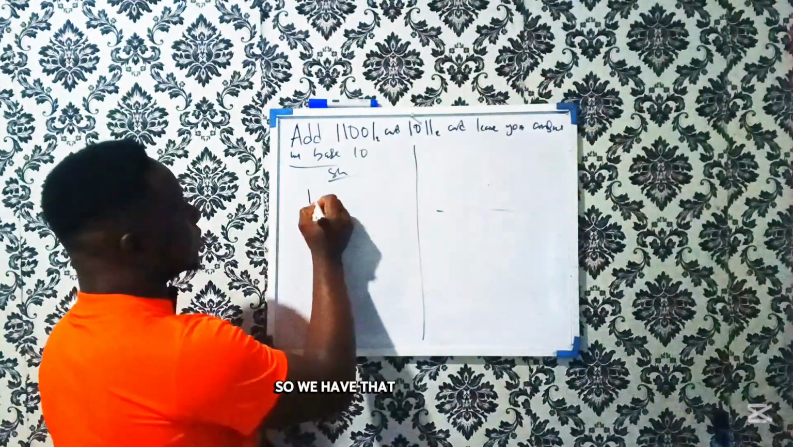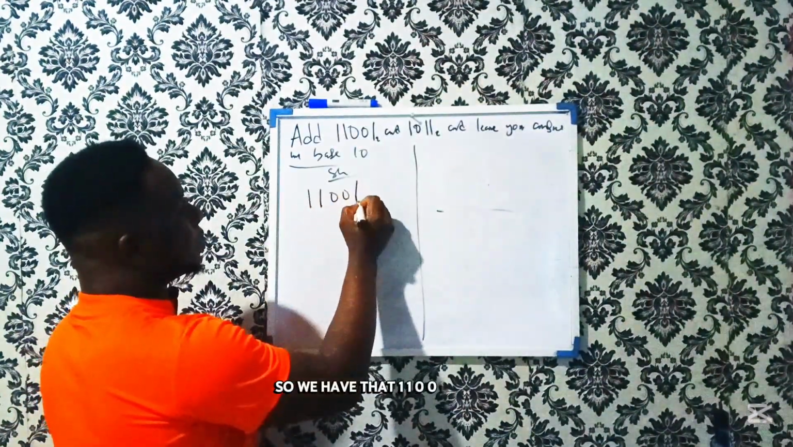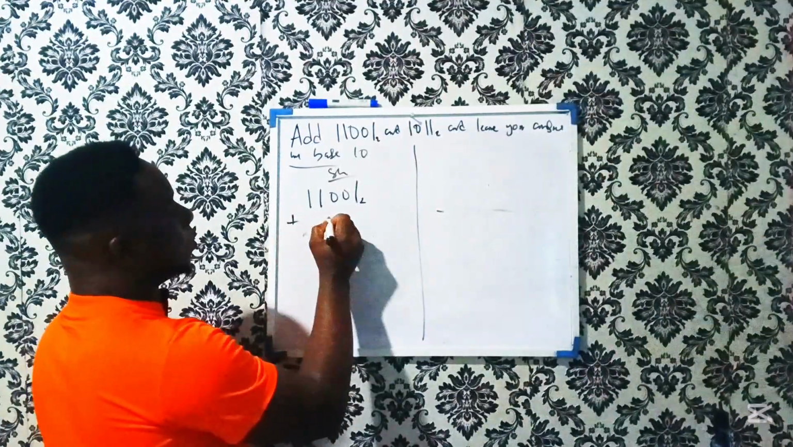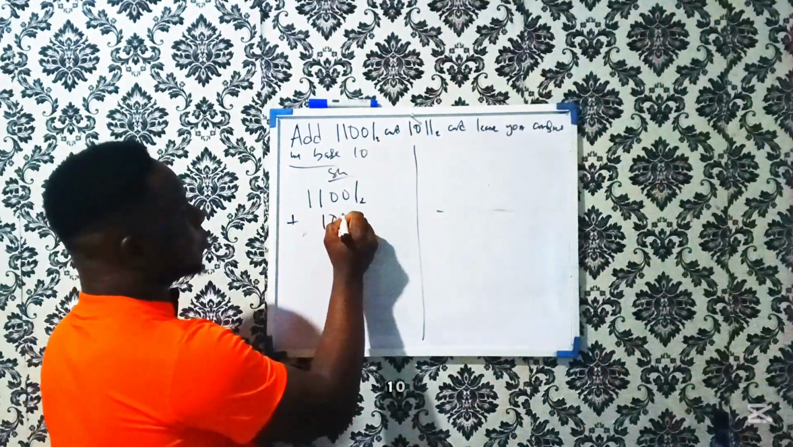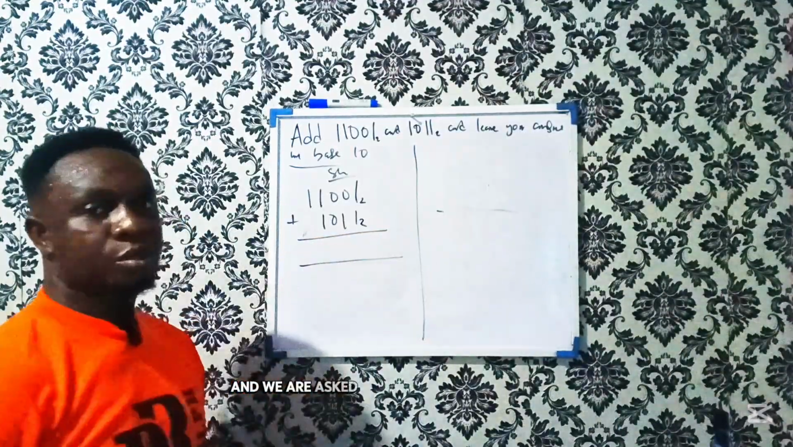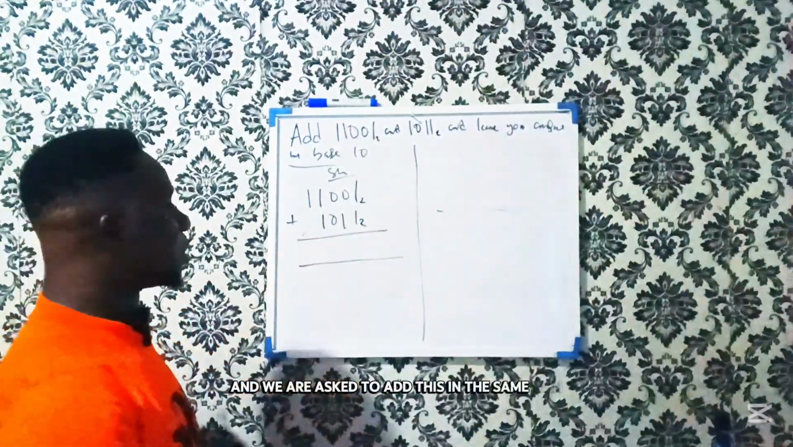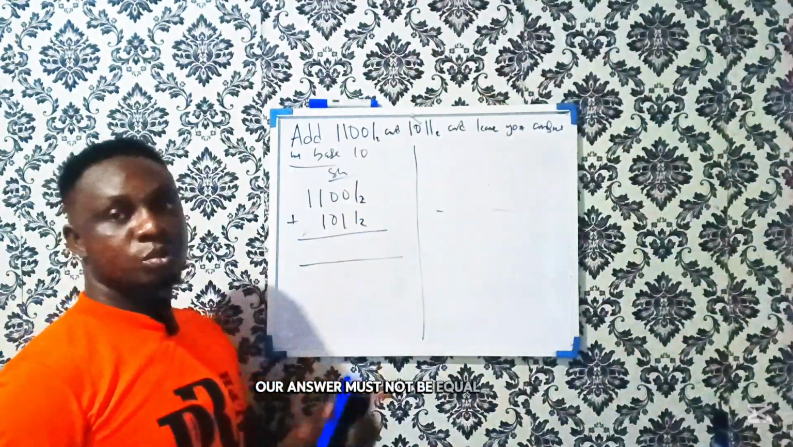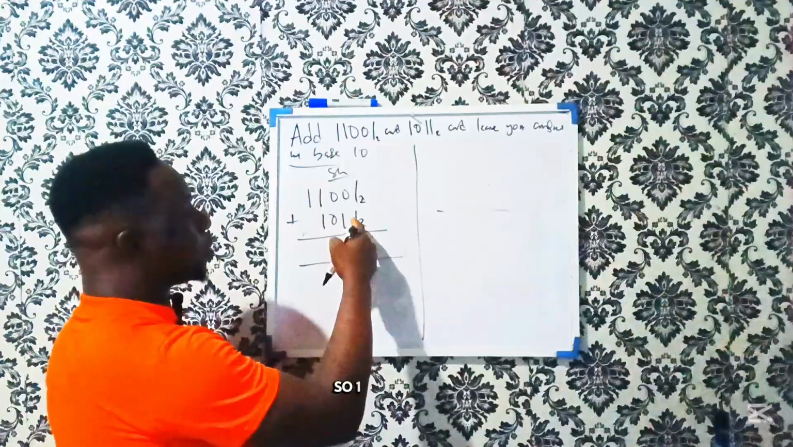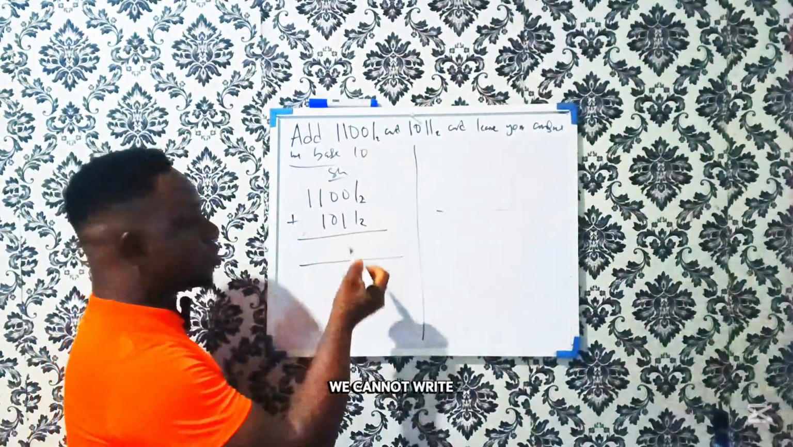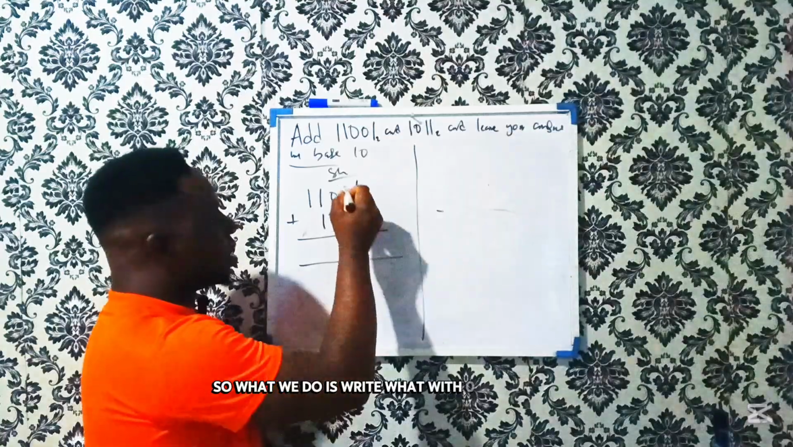So we have 11001 in base 2 plus 1011 in base 2, and we are asked to add this. In the same vein, because this is base 2, our answer must not be equal to 2. So 1 plus 1, of course, is 2. And because we are in base 2, we cannot write 2. So what we do is write 0 and move 1.